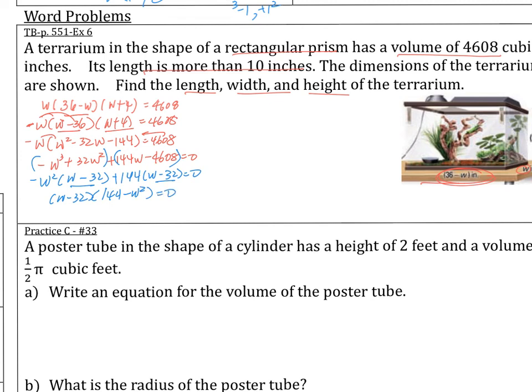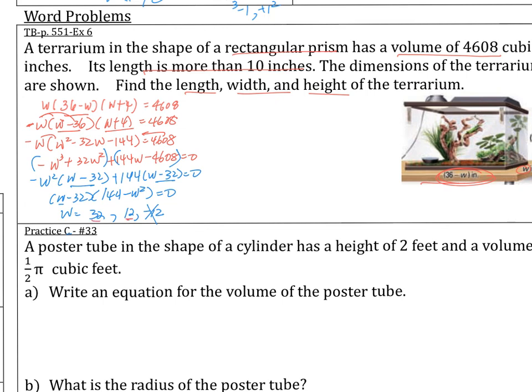Now we have a couple answers for w. Now w can be equal to 32 or positive 12 or negative 12. Well, we can't have a negative length, so we can cross out the negative. Now we need to decide whether we have to use 32 or 12.